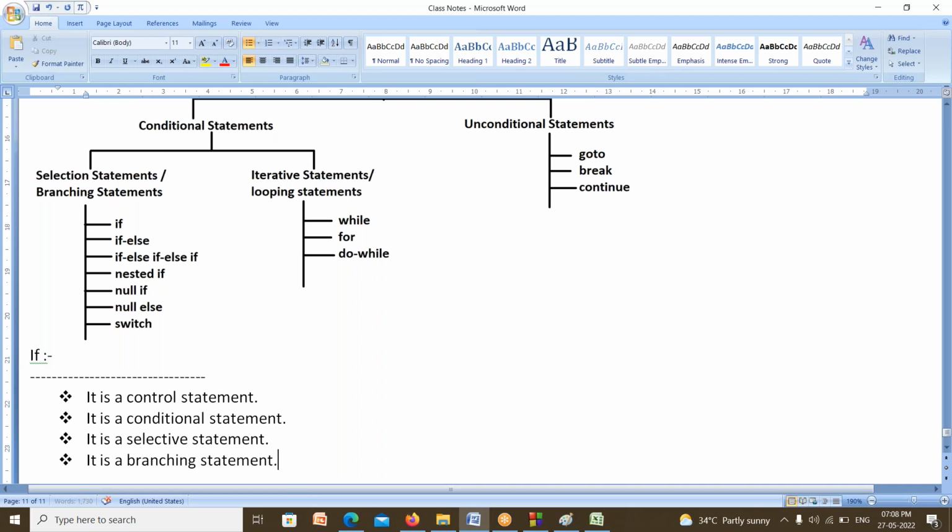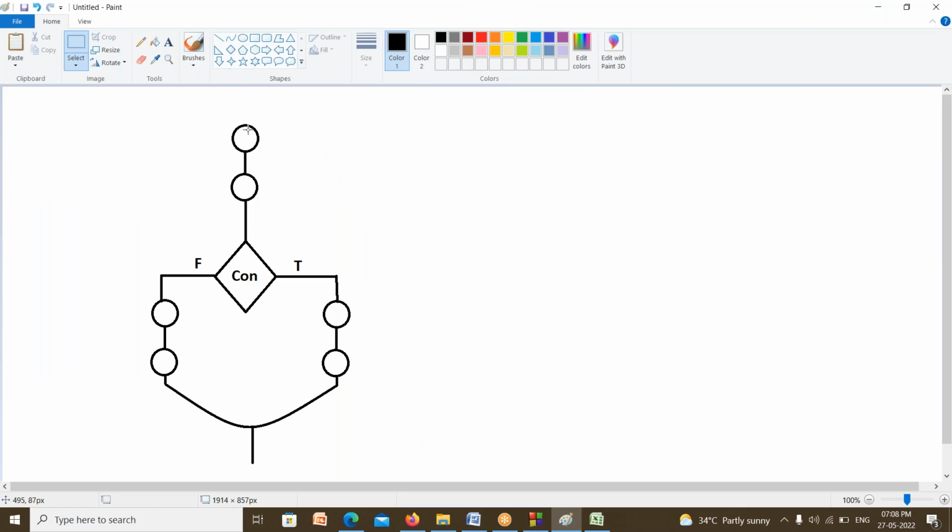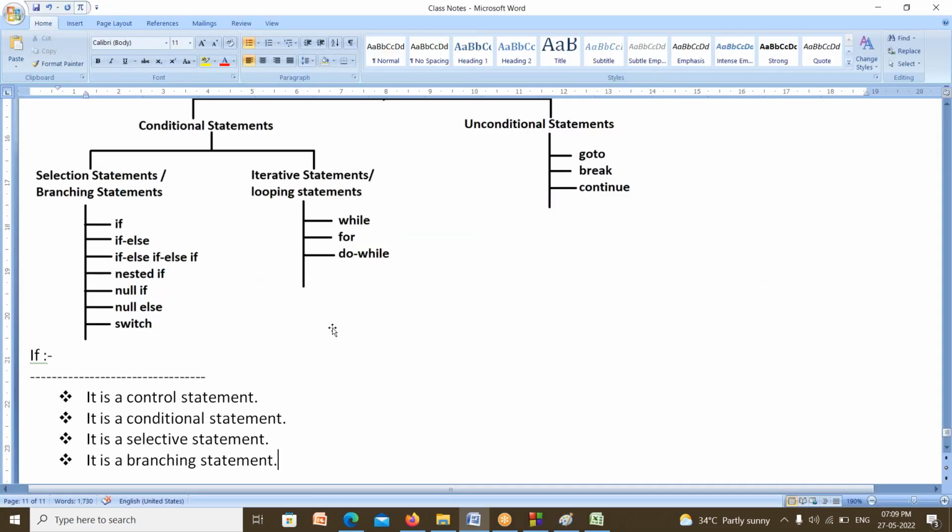It is a branching statement. Branching statement means, see this. It is like a root. From here, the program is divided into two branches, just like the branches of a tree. It is a root, and these are the branches of a tree. So the program is divided into branches, so it is called a branching statement.